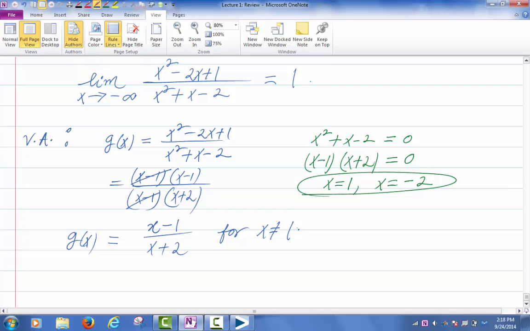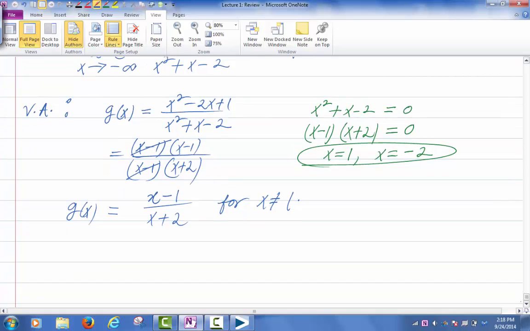But when we take the limit at 1, it doesn't matter what's happening exactly at 1. What matters is what's happening near 1. So now notice that this new ratio doesn't vanish at 1 anymore, right? The denominator doesn't vanish at 1 anymore. So I don't have a vertical asymptote at 1. However, the denominator still vanishes at -2, but the numerator doesn't vanish at -2. So the only vertical asymptote that I have here is x equals -2. That's the only vertical asymptote.